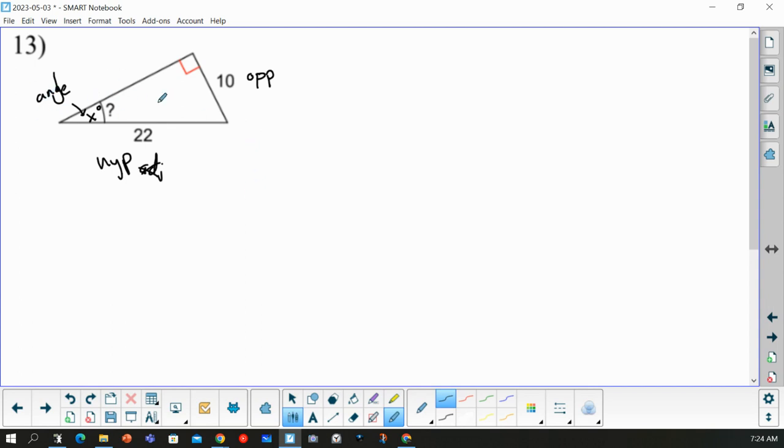All right, so what uses the opposite and the hypotenuse? Opposite and hypotenuse, the only trig function that uses opposite and hypotenuse is the sine function. So sine of x, the angle still goes over here, even though it's an x, equals the opposite over the hypotenuse. All right, so what I'm going to plug into my calculator to find this angle, I'm going to plug in because I need to figure out what angle this is.